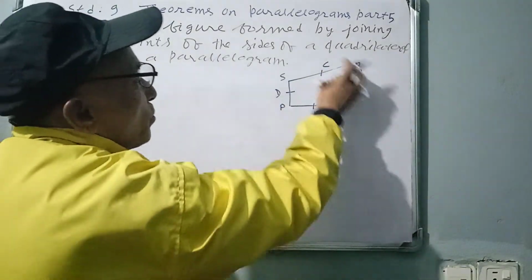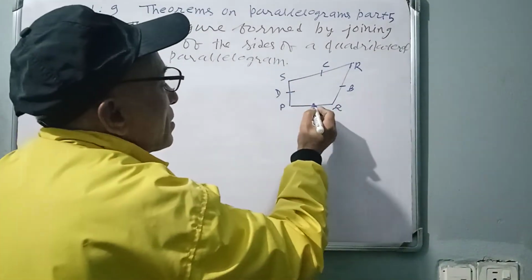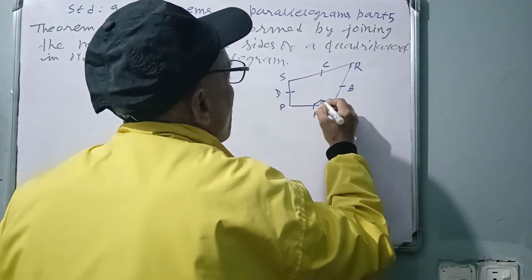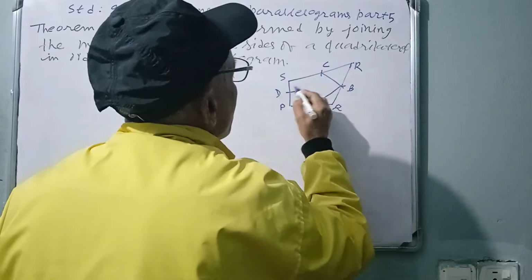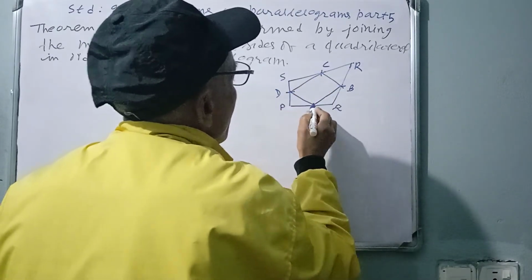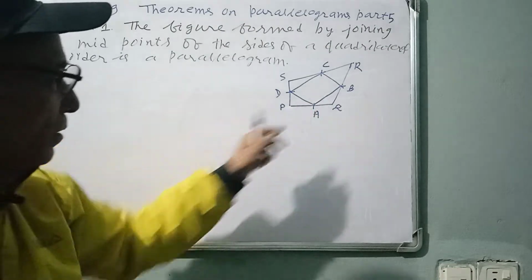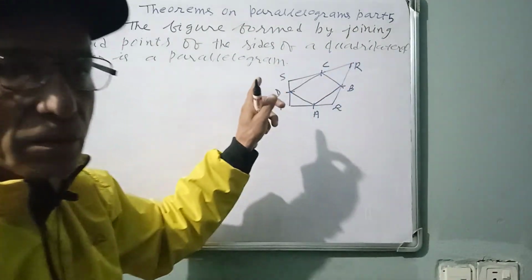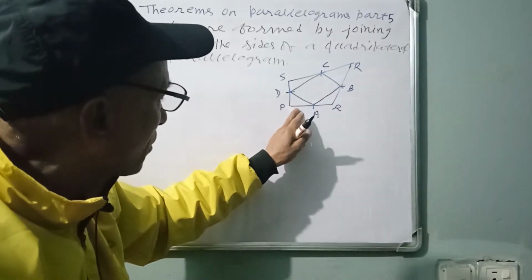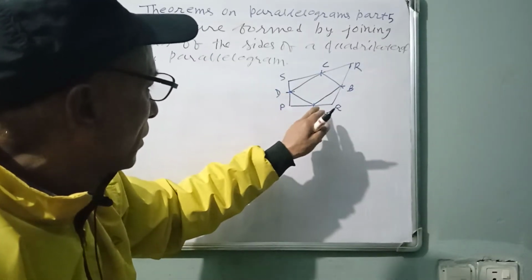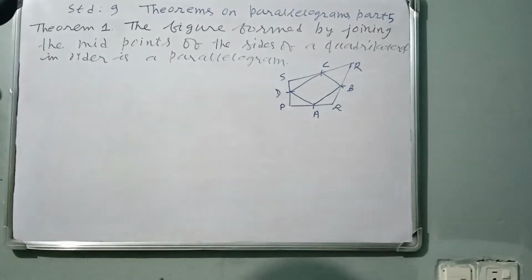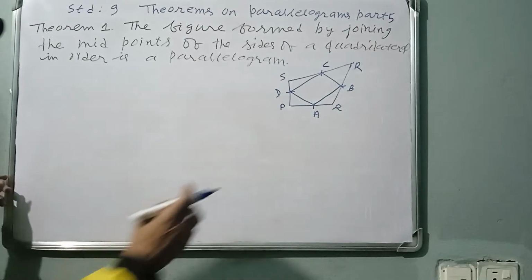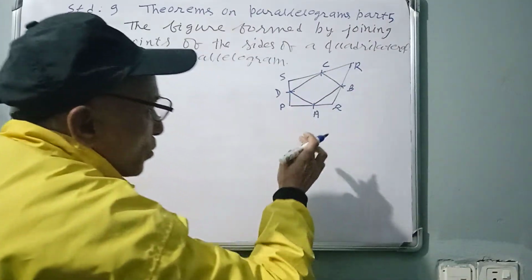Quadrilateral given, midpoints are also given. The midpoints A, B, C, D given. Then what you do? The figure formed by joining the midpoints is a parallelogram. PQRS is a quadrilateral. It is not a parallelogram, but A, B, C, D are the midpoints of sides PQ, QR, RS and SP respectively, and they are joined.